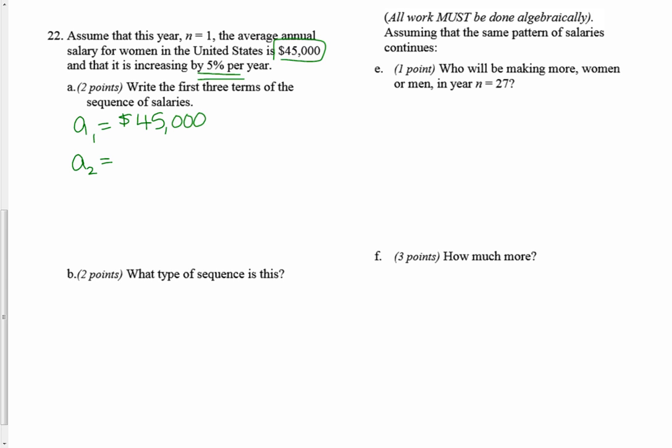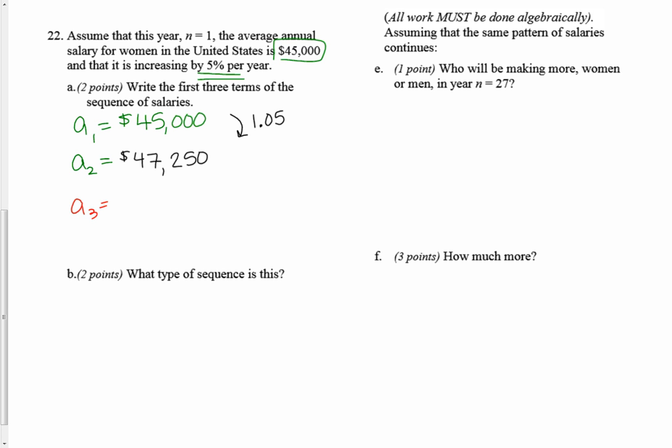A sub 2, the second year, well, we have to increase by 5% per year. So if I'm increasing by 5% per year, that means I need 105% of what I used to be. So the number that I'm going to multiply by is 1.05. If I do 45,000 times 1.05 on my calculator, that will give me $47,250.